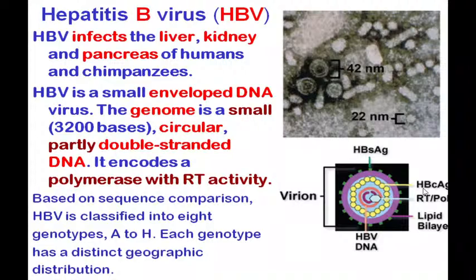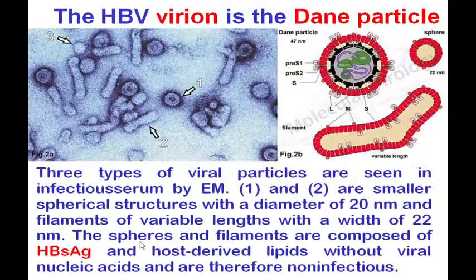Based on the base pair sequences, hepatitis B viruses can be classified into 8 genotypes, and each genotype has a distinct geographic distribution. So now let's take a closer look at the structure of the virus and the virion particles that we see in the blood.